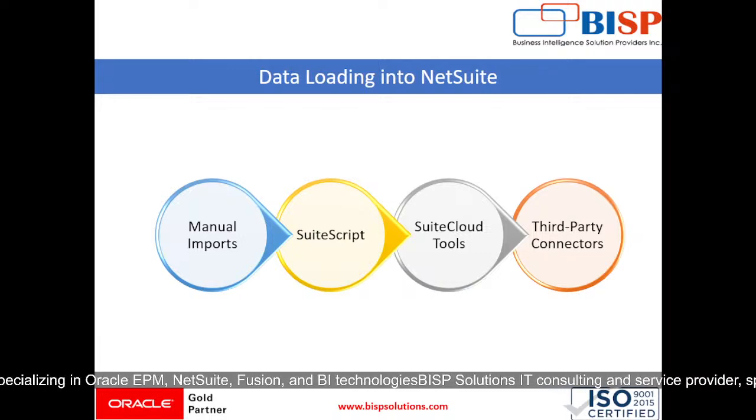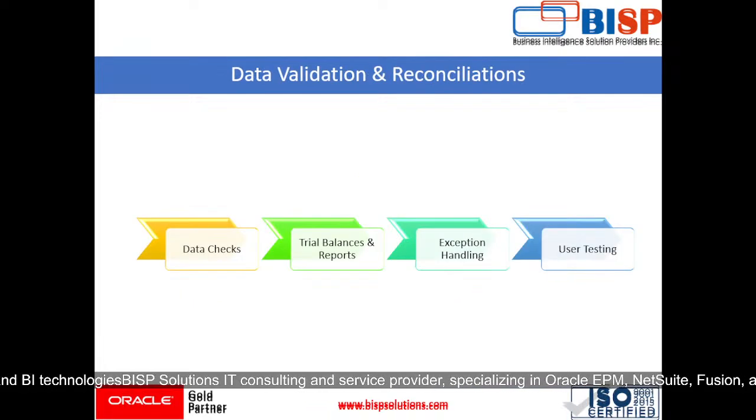Then comes our data loading into NetSuite. First comes our manual imports, where we use the CSV import tool, which is suitable for small data sets. Then comes SuiteScript, where custom scripts are used for large or complex data imports. Then comes our SuiteCloud tools, which means SuiteTalk, meaning web services, SuiteFlow, which is workflow, and SuiteAnalytics. Lastly, third-party connectors such as Celigo, Boomi or MuleSoft are used for automated migration.